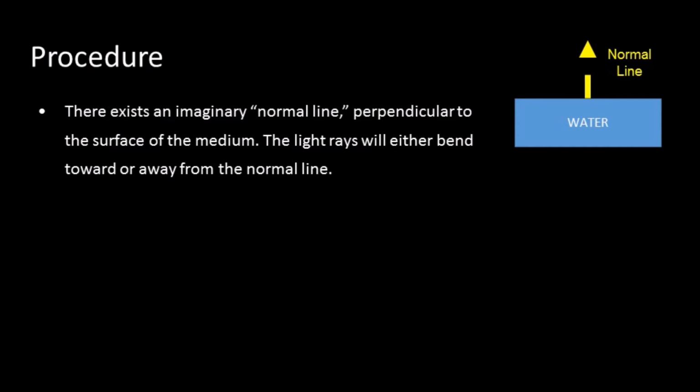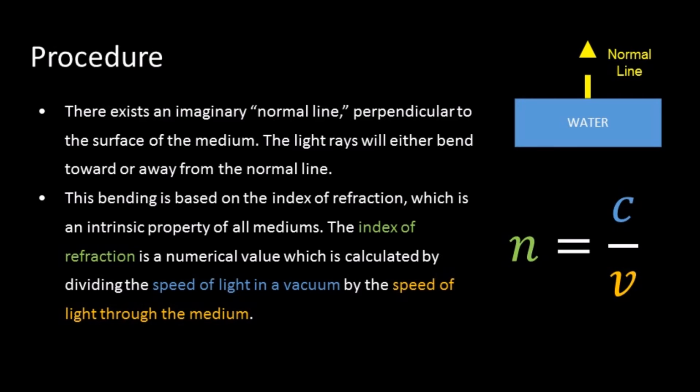There exists an imaginary normal line perpendicular to the surface of the medium. The light rays will either bend toward or away from the normal line. This bending is based on the index of refraction, which is an intrinsic property of all mediums.